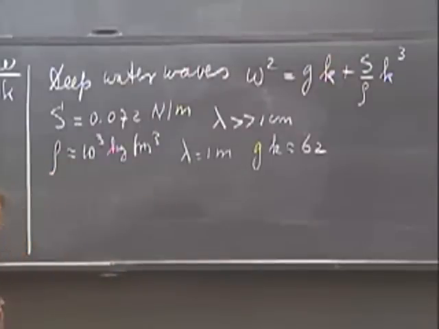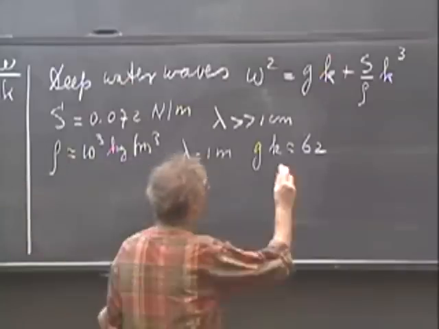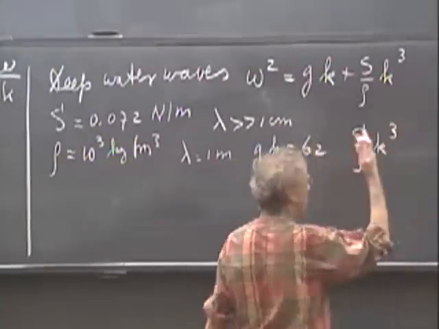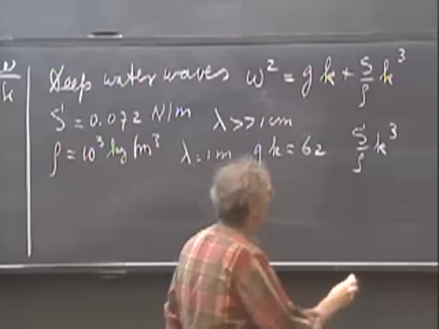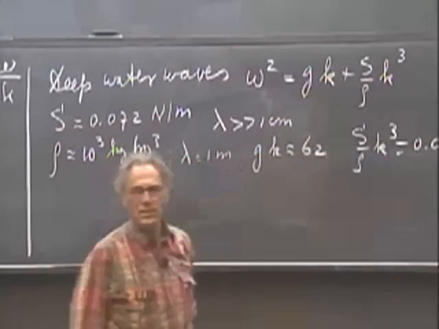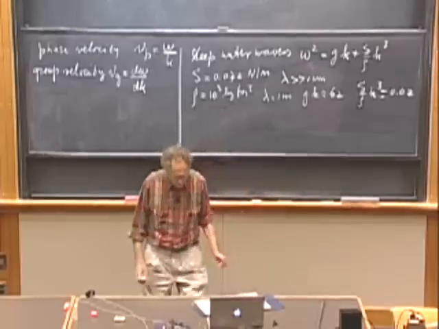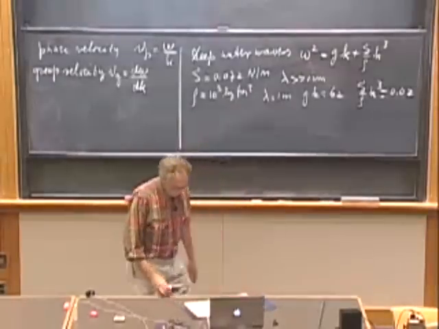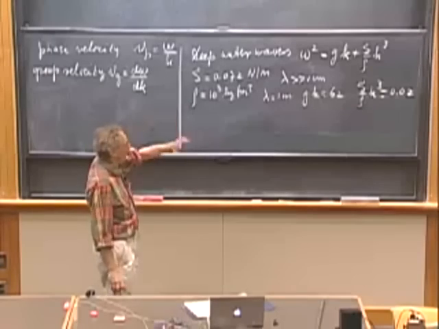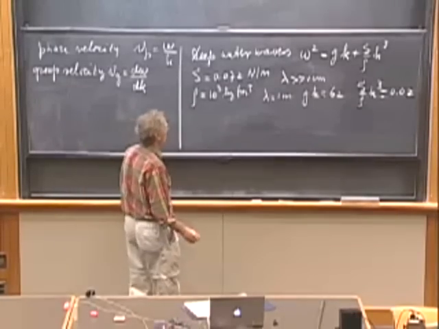And you can also calculate now S divided by rho times k to the third. Remember, k is 2 pi divided by lambda. And this now is 0.02. So it's insignificant. It's very small. And so for this case, you might as well, for first order approximation, forget that term.